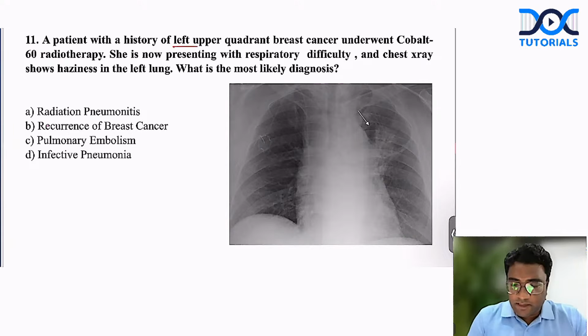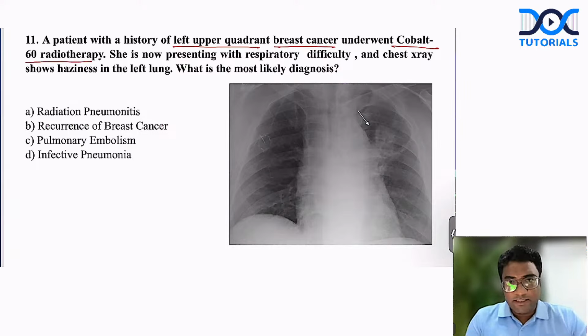Next, 11th. A patient with a history of left upper quadrant breast cancer underwent cobalt-60 radiotherapy. Remember, cobalt-60 is used in external beam or teletherapy, right? It is gamma rays that are used by the cobalt-60 source. She is now presenting with respiratory difficulty and chest X-ray shows haziness in the left lung. So you're seeing the haziness in the left lung. What is the most likely diagnosis?